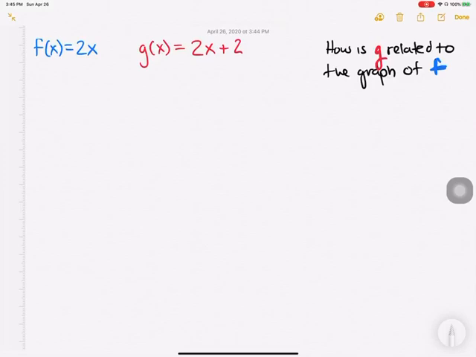Or if you graph them in the same coordinate system, how are those two graphs going to be related to each other? Now I'm going to do this once. I'm going to graph it once, and I'm going to give you a shortcut towards the end so that you guys don't have to graph anything, right? Just by looking at the equations, you are going to know how these graphs are related.